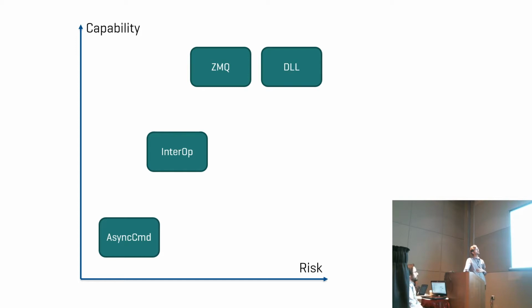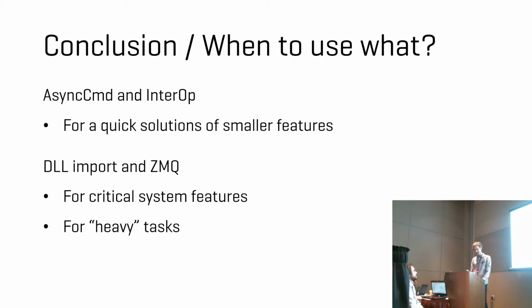And the DLL, of course, you can do a lot with it, but it's also a high risk. So James will manage those risks. And I think I've already said this now, but when to use what. Async CMD interop for quick solutions, smaller features that you want to throw in there, where you don't have too much time to develop them.